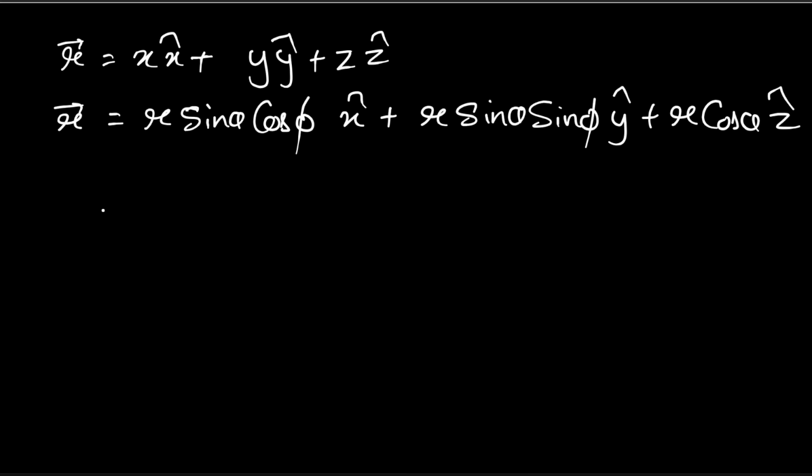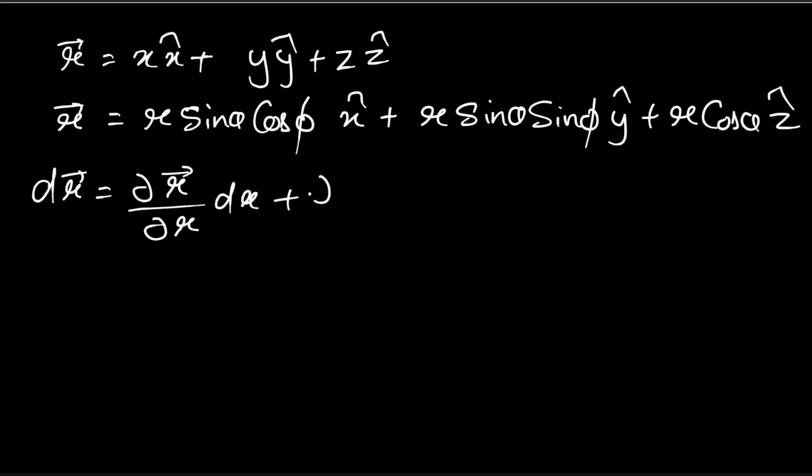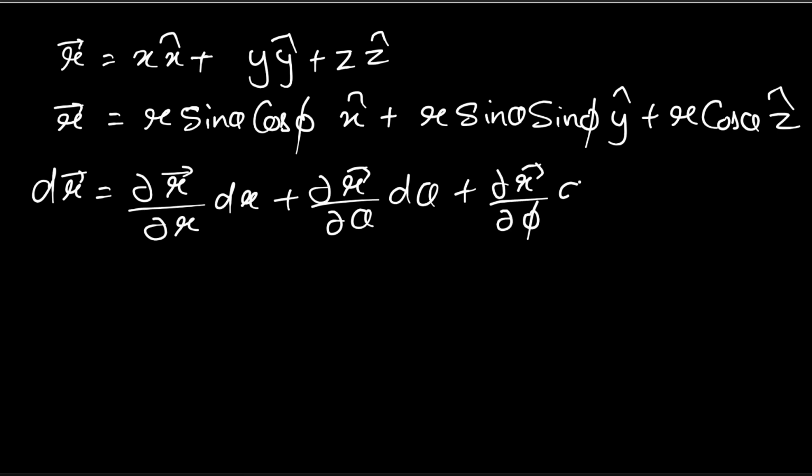And after that we have to differentiate it. Let me try. Let's suppose you want to find out the complete derivative of the r vector. Then r vector is the derivative of the r vector with respect to r, dr, plus the derivative of the r vector with respect to theta, d theta, and the derivative of the r vector with respect to phi, d phi. Okay, and these we have already discussed.